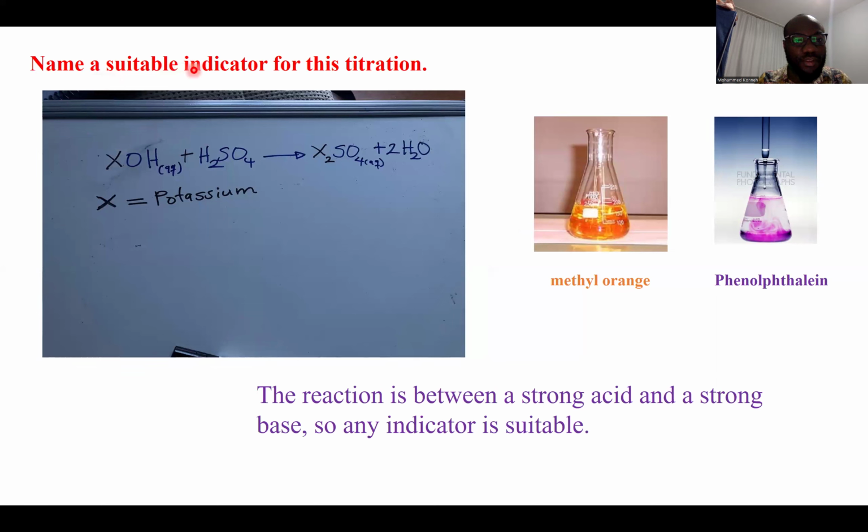The next question says name a suitable indicator for this titration. The reaction is between a strong base and a strong acid. We know that this is potassium hydroxide plus sulfuric acid. So in this case, you can use any suitable indicator. For us in the WAEC exam, we normally use methyl orange or phenolphthalein indicator.